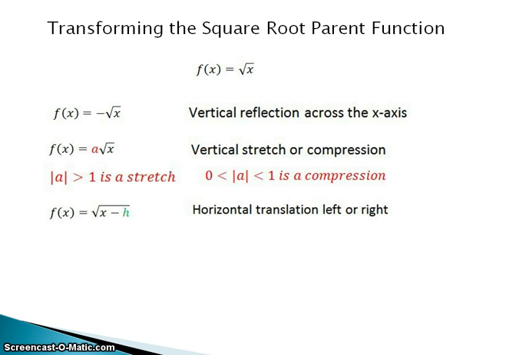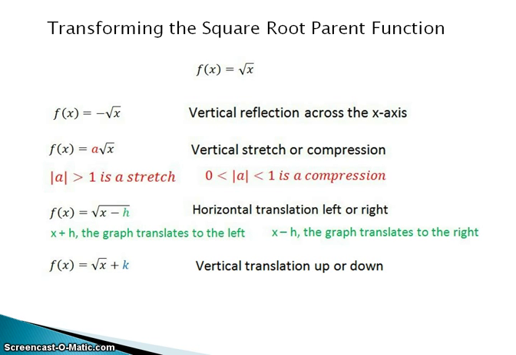Let's take a look at horizontal translations, moves left or right. If it is x plus h under the square root symbol, the whole graph translates to the left h units. And if it's x minus h under the square root symbol, the graph translates to the right h units.